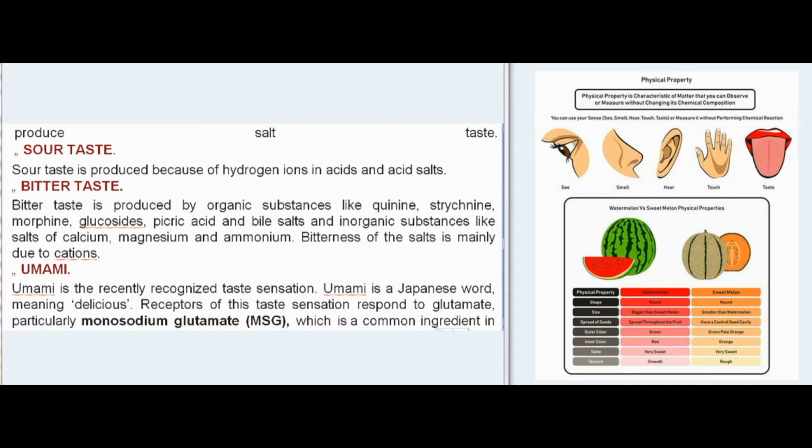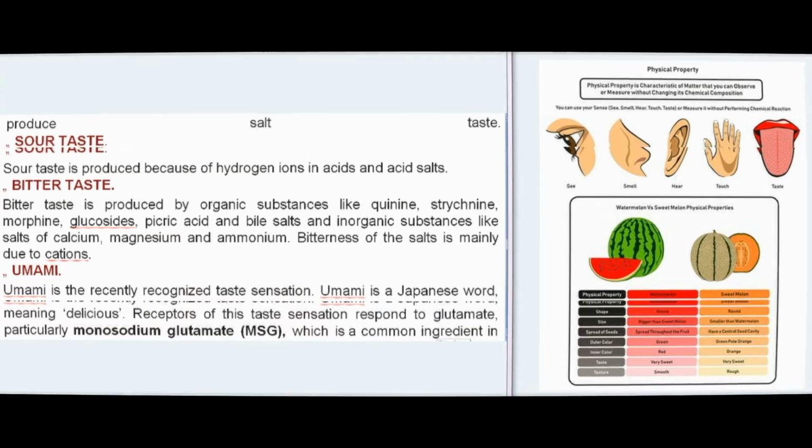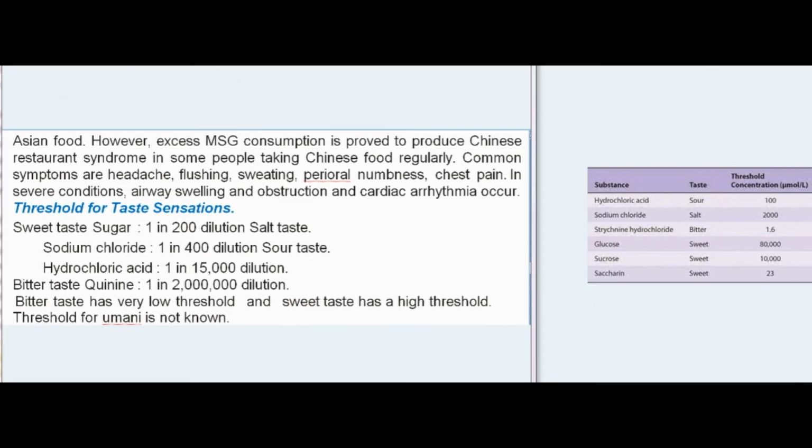Umami. Umami is the recently recognized taste sensation. Umami is a Japanese word, meaning delicious. Receptors of this taste sensation respond to glutamate, particularly monosodium glutamate, MSG, which is a common ingredient in Asian food. However, excess MSG consumption is proved to produce Chinese restaurant syndrome in some people taking Chinese food regularly. Common symptoms are headache, flushing, sweating, perioral numbness, chest pain. In severe conditions, airway swelling and obstruction and cardiac arrhythmia occur.